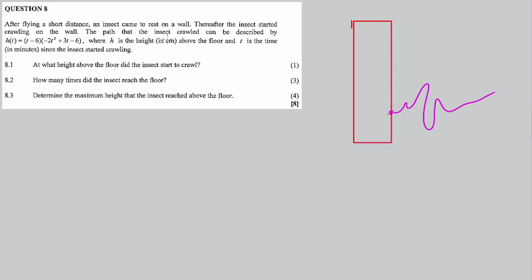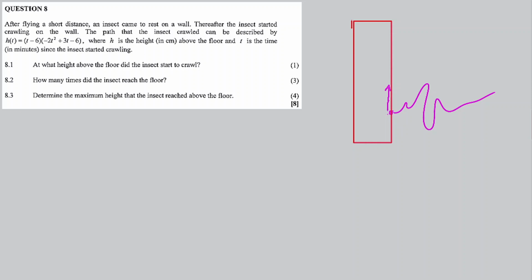The path the insect crawled can be described by this equation, where h is the height and t is time in minutes since the insect started crawling. So the insect crawls all the way up, but it does not follow a straight path upwards; the height it travels is modeled by this equation, right?